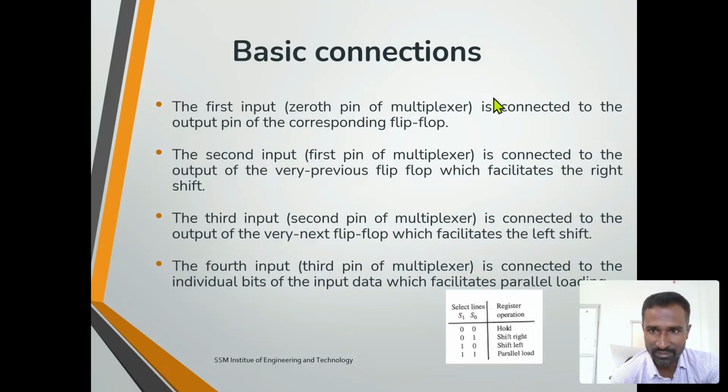So the first input is connected to the output pin of the corresponding flip flop. This is the basic connection of what we saw in the multiplexer. The zeroth pin of the multiplexer is connected to the output pin of the corresponding flip flop, and the first pin of the multiplexer is connected to the output of the previous flip flop, which facilitates the right shift. The third input facilitates the left shift, and the fourth input facilitates the parallel loading process.